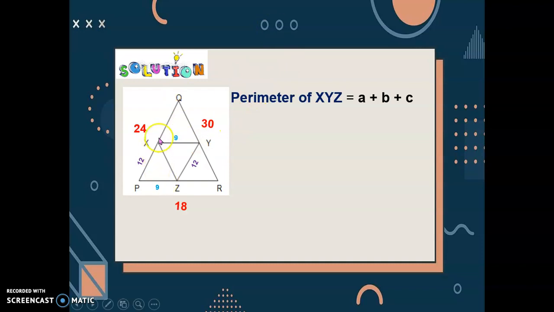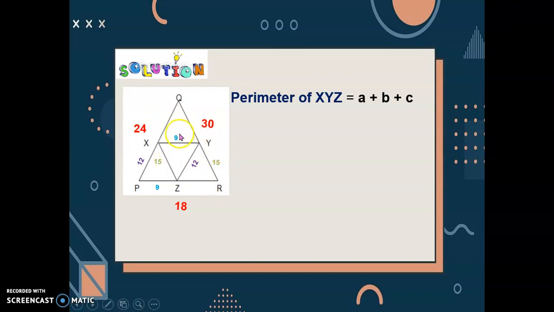So, last, the measurement of the side QR, which is 30. And since the midpoint is Y, YR is 15. Ganun din si YQ. Yan, 15 din siya kasi kalahati siya. Now, since YR is parallel with side XZ, therefore, that side is also 15.